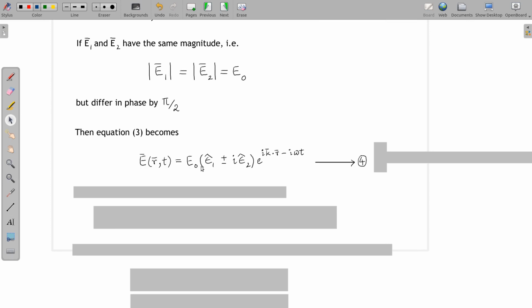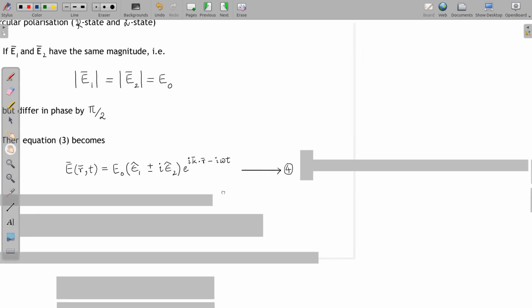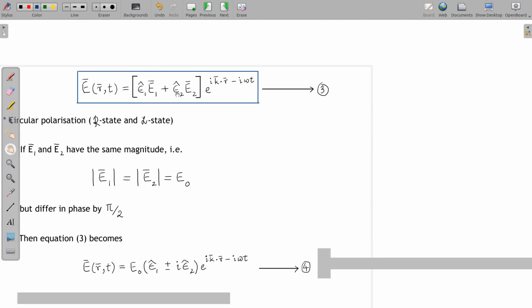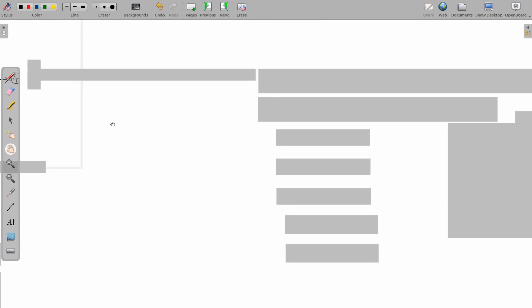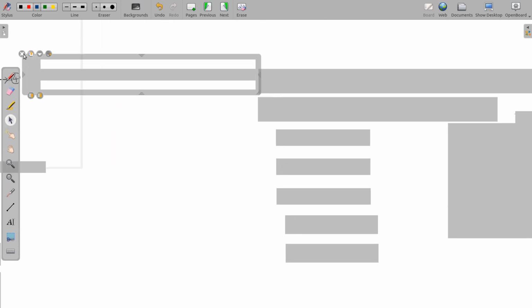We could write it as E0 times epsilon 1 plus or minus I epsilon 2, times e to the power I k dot r minus I omega t. You can call this equation number 4. So how did we go from here to here? To understand this, the best way is to expand this and see what happens.